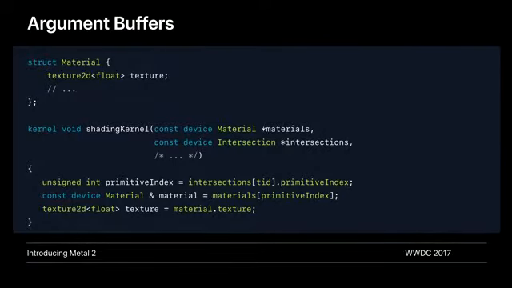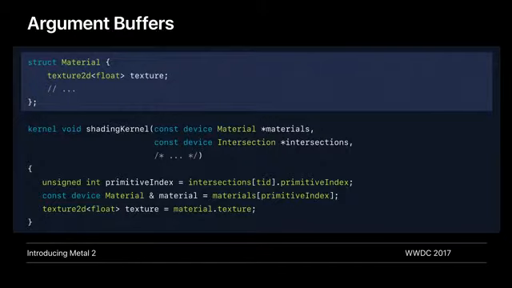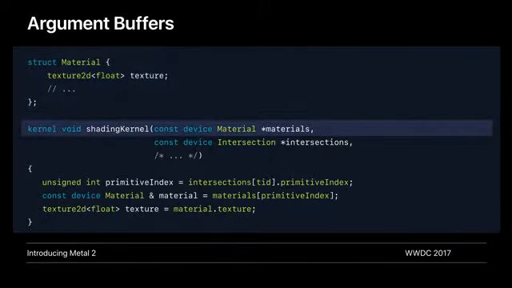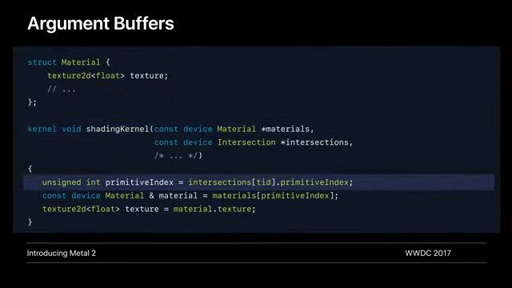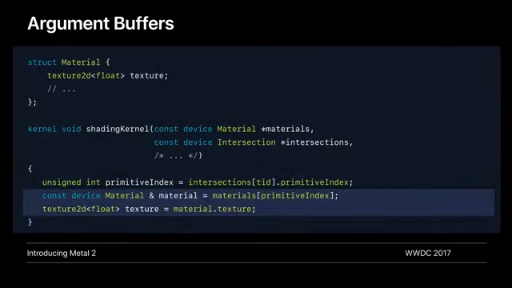Assuming we have one texture per primitive, our argument buffer will be a struct that contains a reference to a texture. Here, we've set up a struct that we've called material that contains a texture reference and any other information we'd like to access. Next, we bind our argument buffer to a compute kernel. It will appear as an array of material structs. We read from our intersection buffer to find out what primitive the ray hit, and then we index into our argument buffer using that index. That lets us access a unique texture for every primitive.